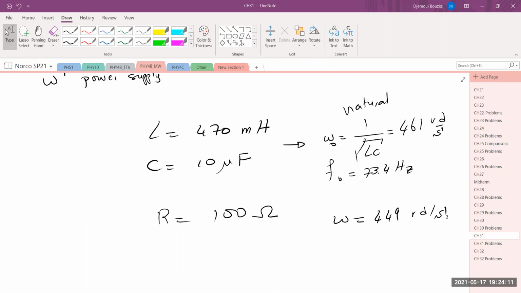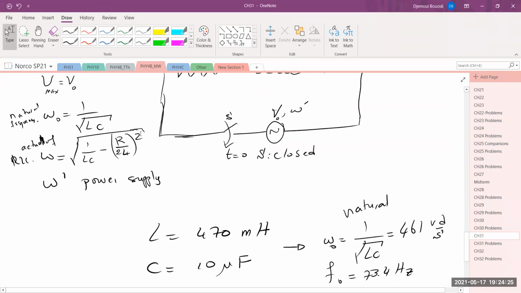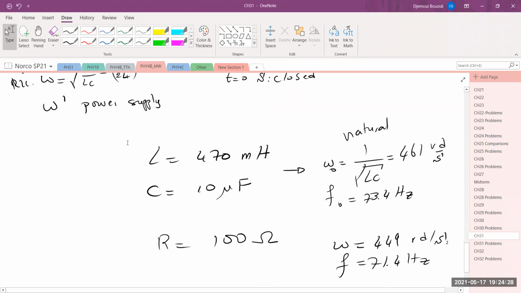So the frequency is always related to omega by dividing by 2 pi. So the f in this case is 71.4 hertz. And it is expected to be less because of the square root, remember? Square root of that minus this number. So again, these are typical numbers you find in circuits. 10 microfarads is something that you find. I don't know how many farads this one in here is. This is actually 22 microfarads. I don't know if you can see it or not, but this is 22 microfarads. So these are typical numbers that you can work with.